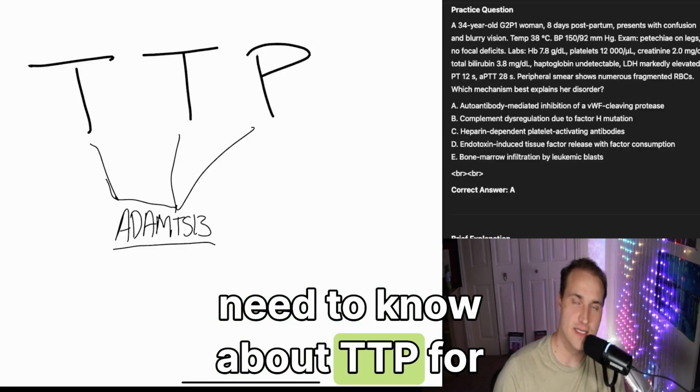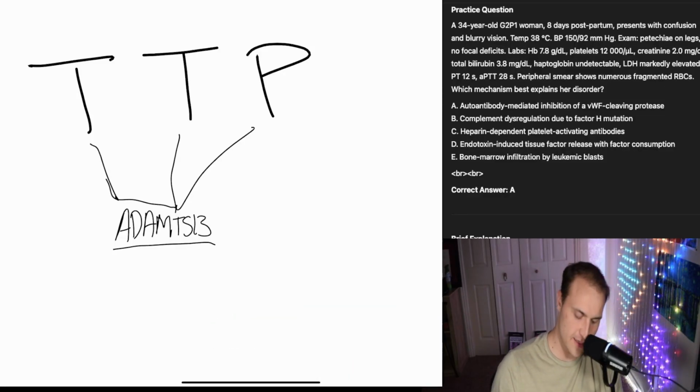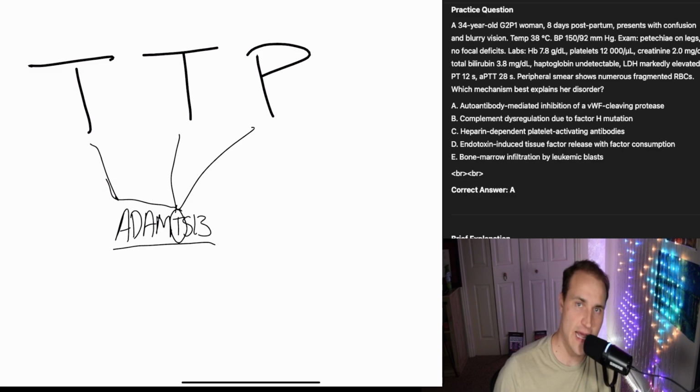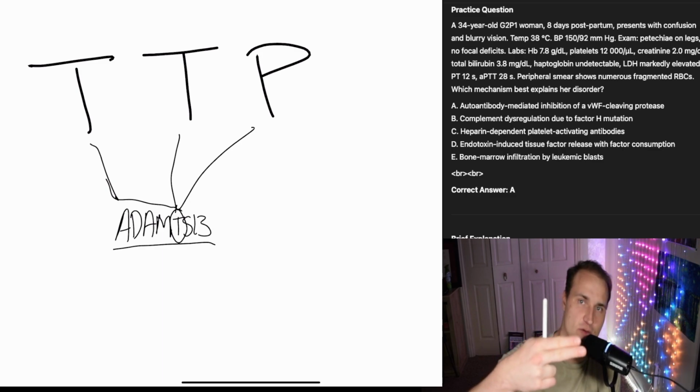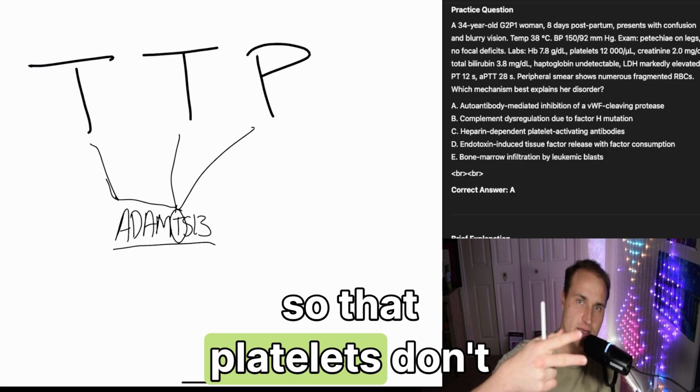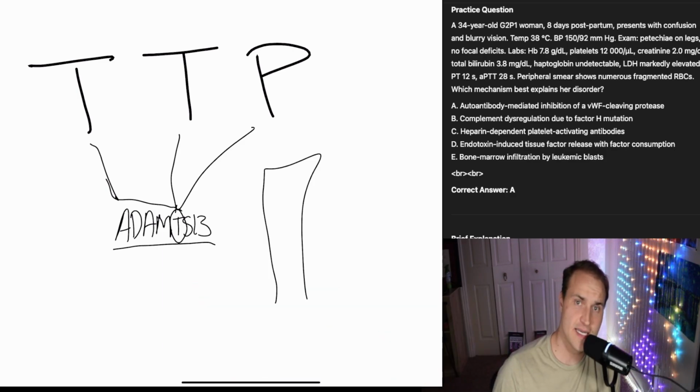Here's everything you need to know about TTP for Step 1. First of all, the way to remember it, connect this T in ADAMTS13. Normally ADAMTS13 snips down the ultra-large von Willebrand factor so that platelets don't stick like crazy. And because this thing is not around, ADAMTS13 isn't around, platelets are going to vanish.